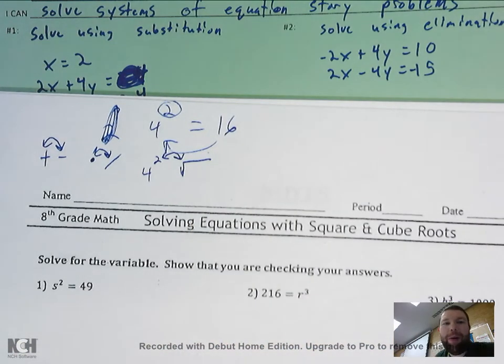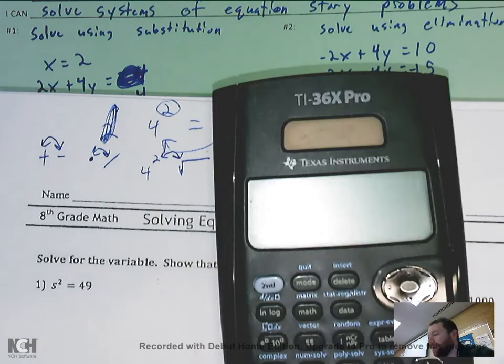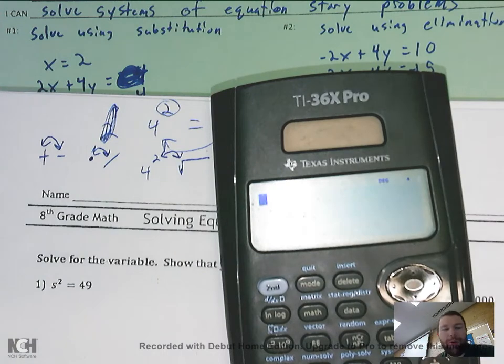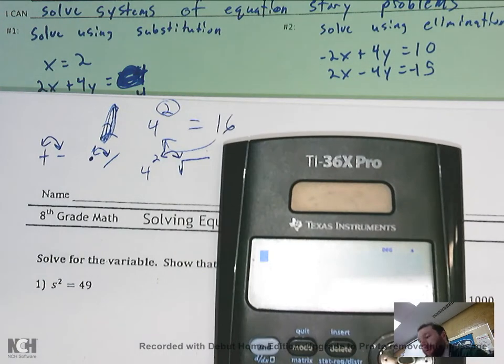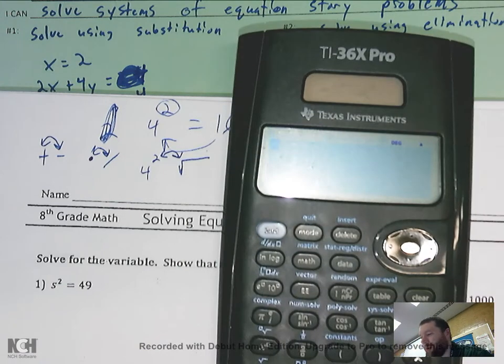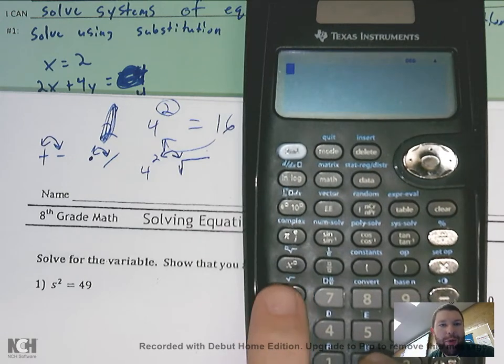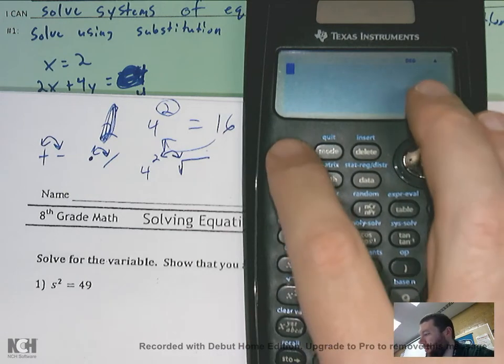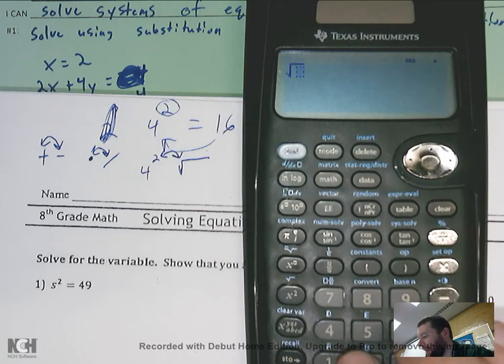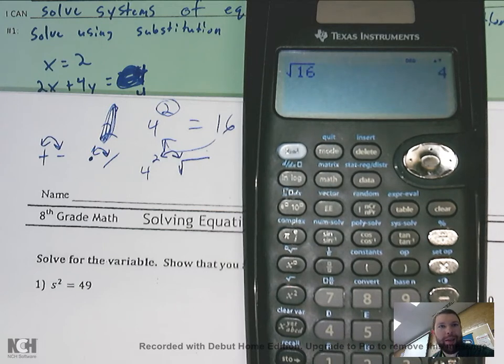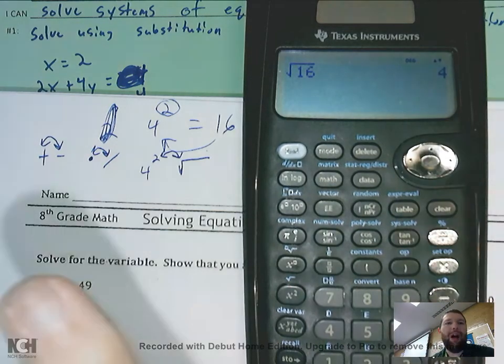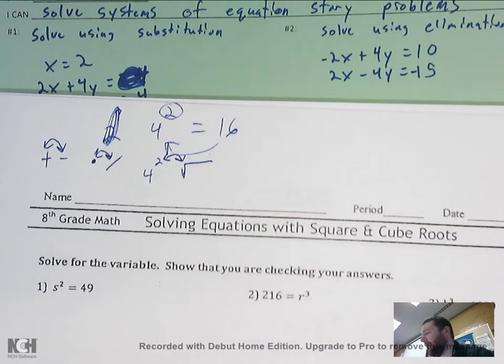So if we have something being raised to an exponent and we need to undo it to go backwards, we use our square root function, or a cube root if it's a cube, or whatever root if it's an even bigger exponent. The square root button is usually the second option of your squared button. So you would do second square root and then 16, and it gives me back the number that I squared to get there. It gives me 4. Opposite operation.